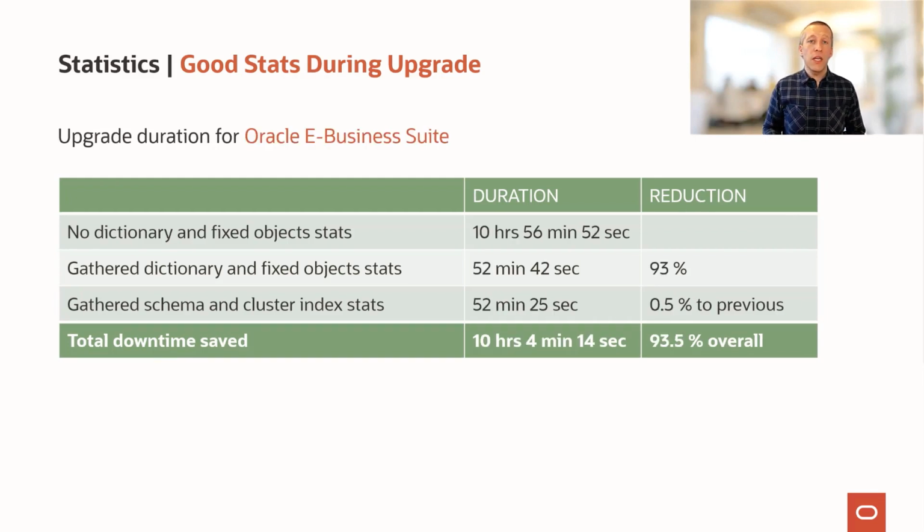And on an Oracle EBS database, the reduction is even bigger because EBS puts in thousands of objects into the database. So by comparing no dictionary and fixed object stats to having the situation where they are good and accurate, there is really a dramatic reduction in the upgrade runtime.